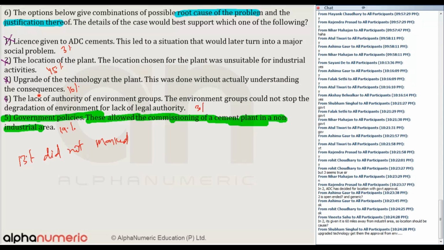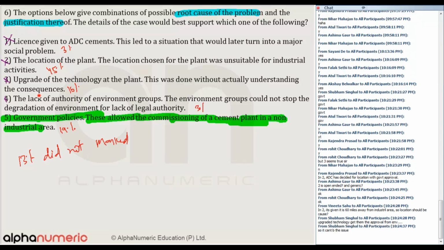Yes, that's right. Sugam is right. Also, upgraded technology gets them the approval from the environment, so it can't be this. So can we move to the next question? Question number 6. Oh, sorry, question number 7.